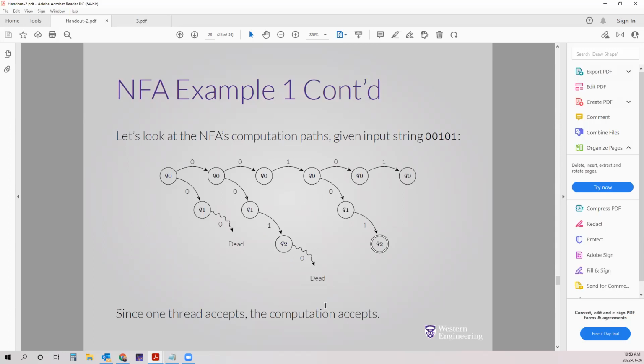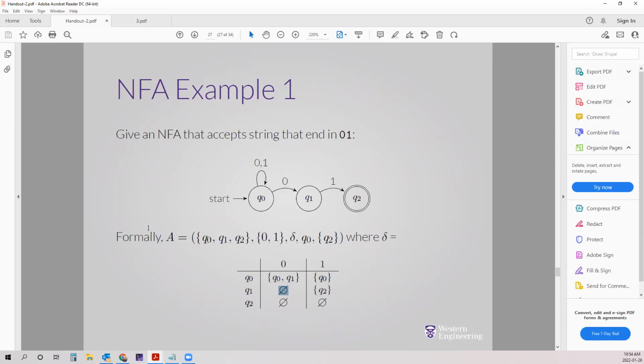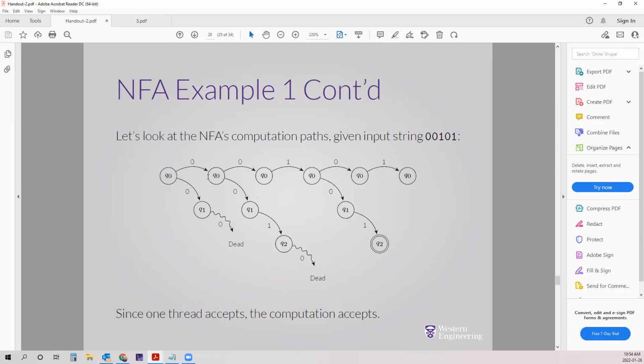Look at the NFA computation paths for the input string 00101. I'm at Q0, I receive a 0, I go to Q1, then I receive a 0 and I go to the dead path. Here is what we mean by parallel. Then, going back, I'm at Q0, I'll stay at Q0, then I receive a 0, I'll go to Q1, then I receive a 1, I'll be at Q2, then there's still a 0 and 1, so I'll go to the dead state.